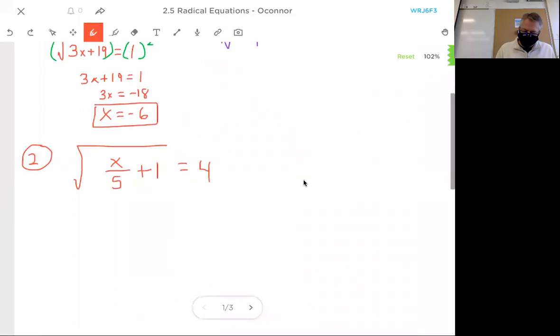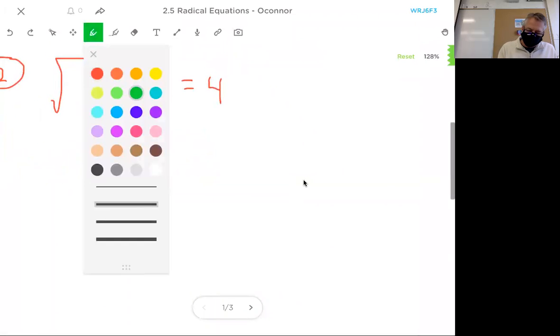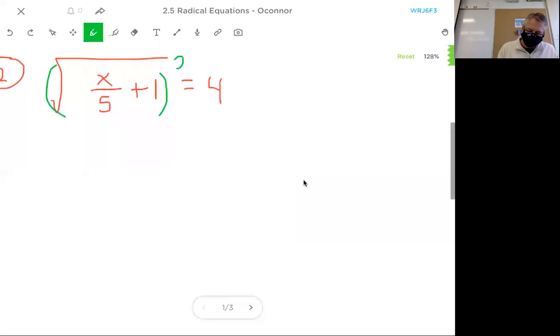All right, for the second one, the radical is by itself, so we are ready to square both sides right now. So when we do that on the left, we get x over 5 plus 1 is equal to 16.